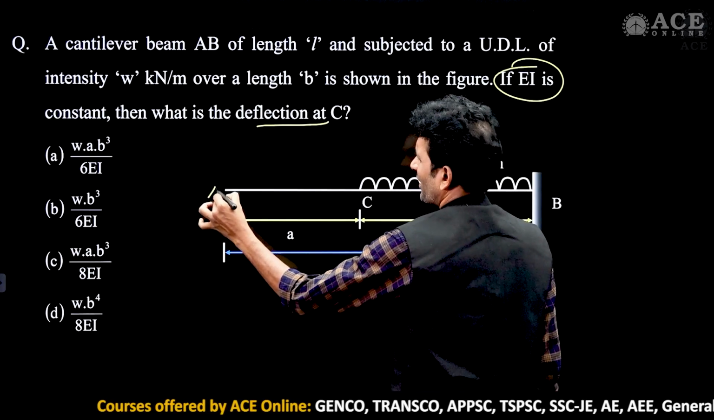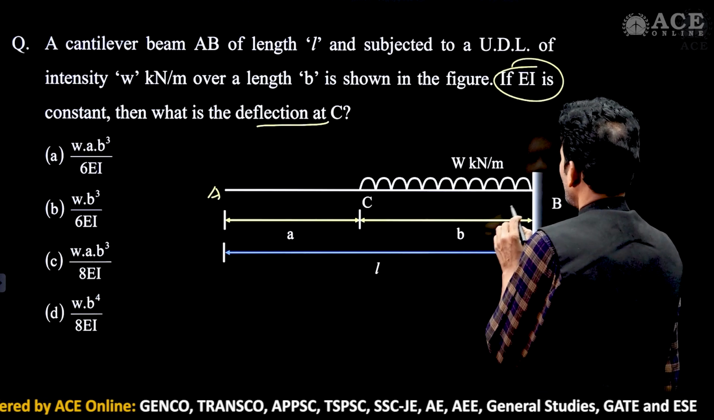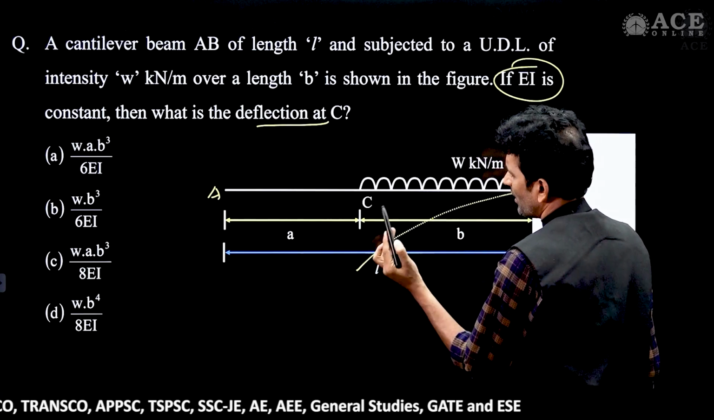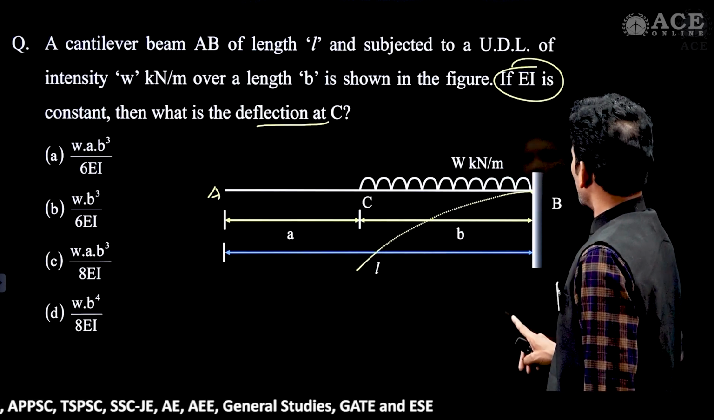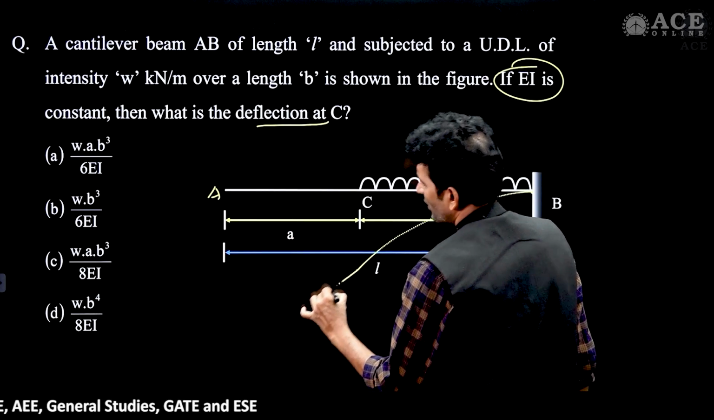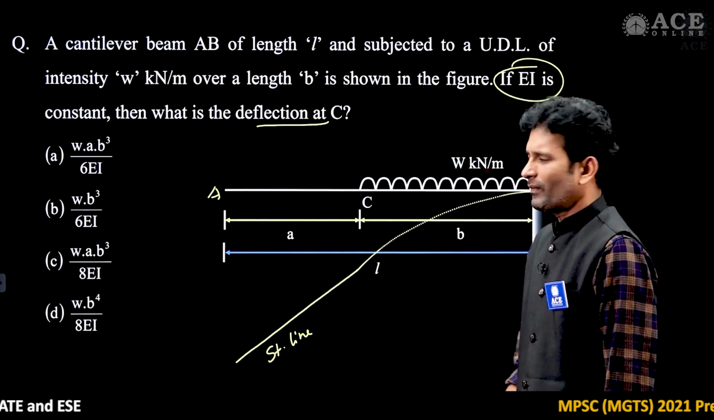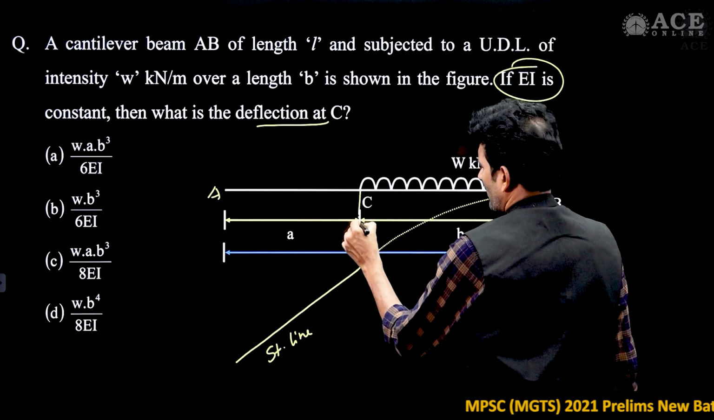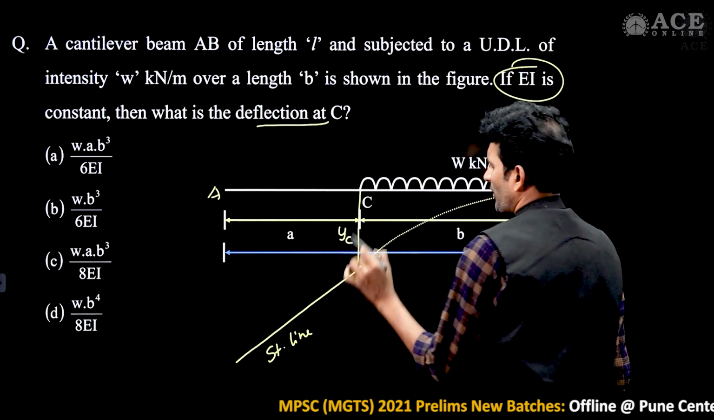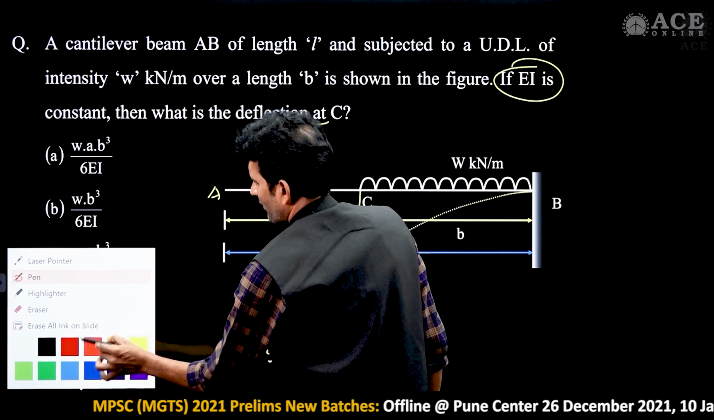Let us mark this as point A, this is point B, this is point C. Now look at here. If I take the elastic curve in between B and C, it is taking a circular arc shape. Between A and C, this is a straight line, as we know. So we require the deflection at point C.